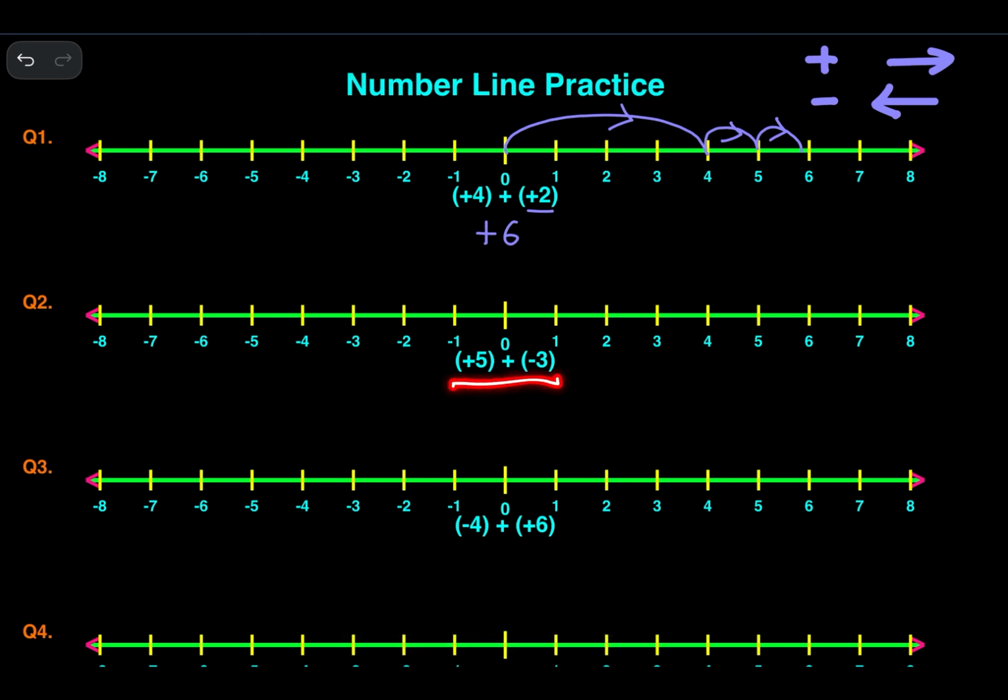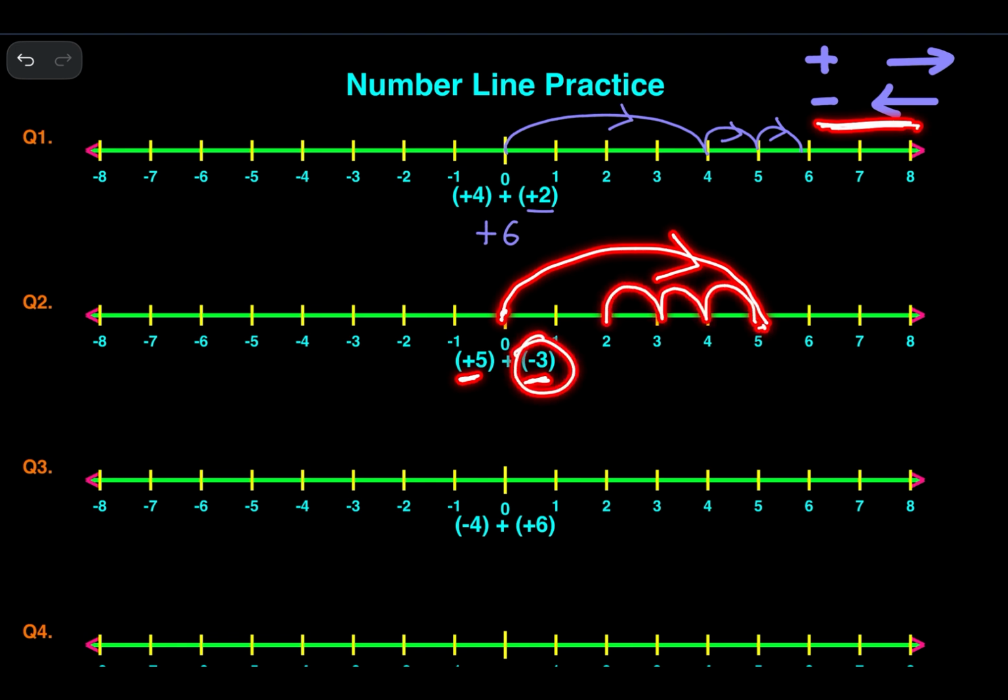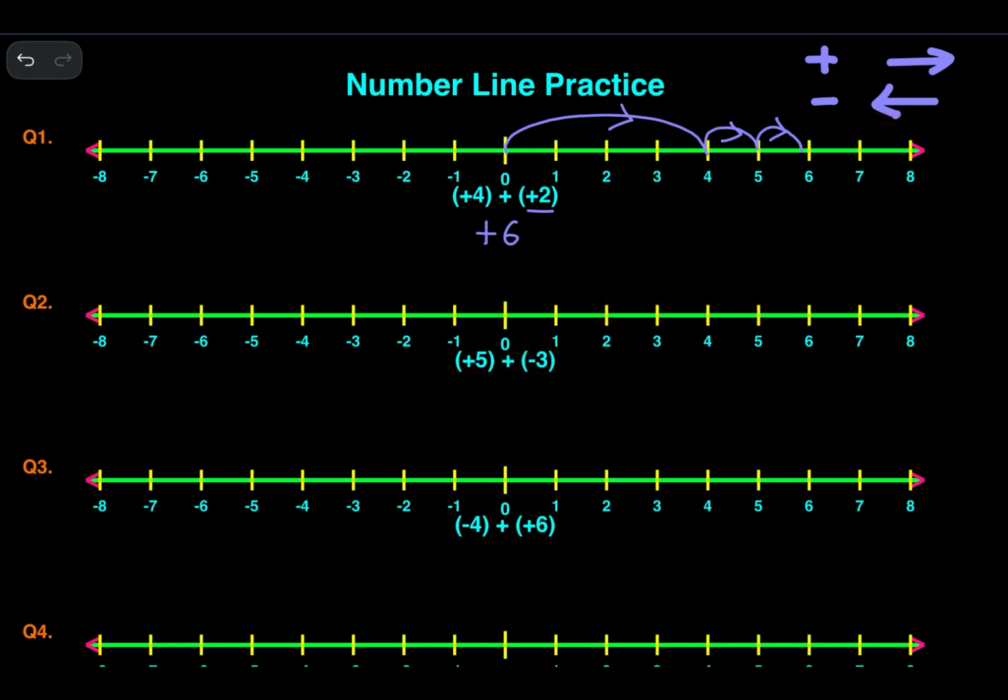Plus 5 minus 3. Okay, we start from 0. From 0 we directly make a jump to positive 5. Okay, we will put a right side arrow. Then it is negative 3. For negative we jump towards the left. But how many steps? 1, 2, 3. Your answer is positive 2.